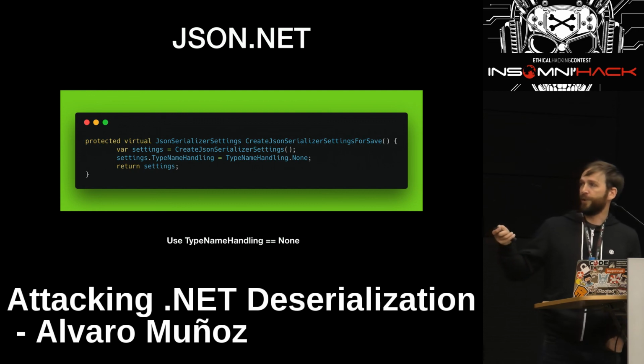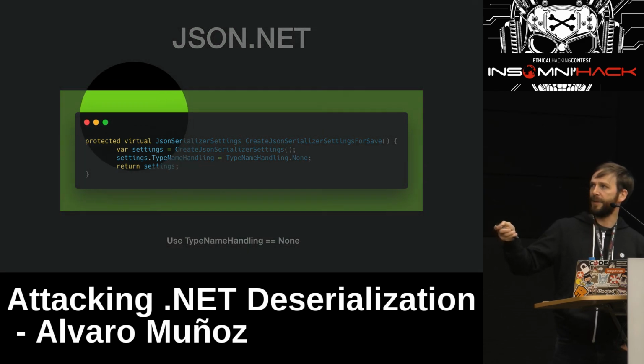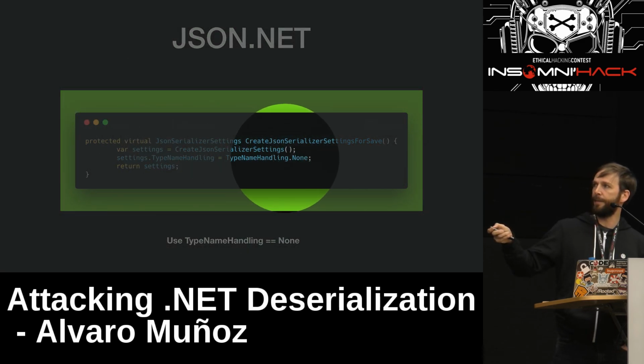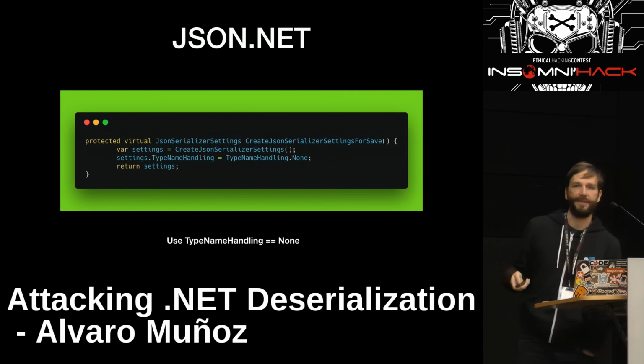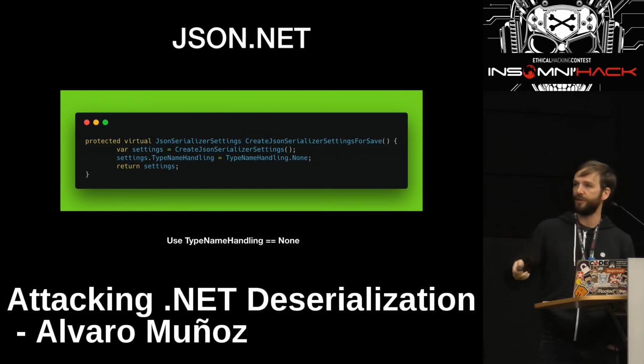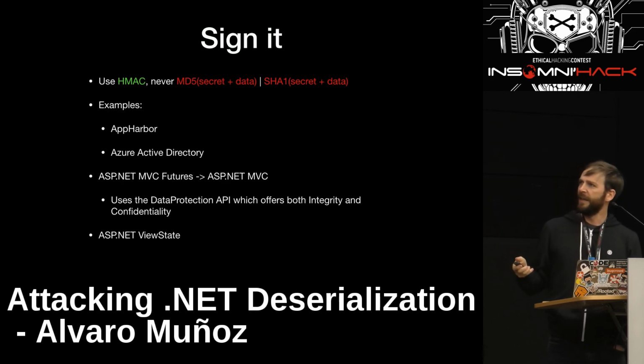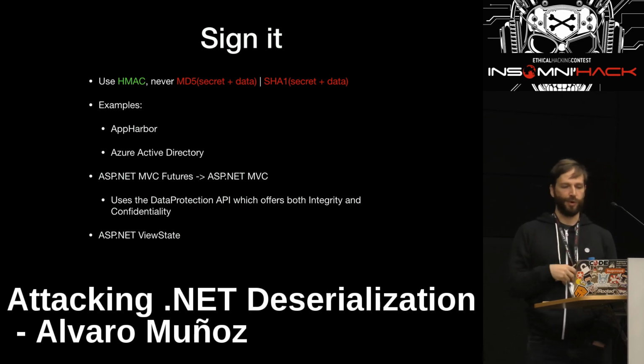So this is the way of protecting JSON.NET, for example, like the Breeze framework did. Basically, just explicitly set TypeNameHandling and pass the None value to make sure the type information is not included in the data. So the first approach was to stop using it.